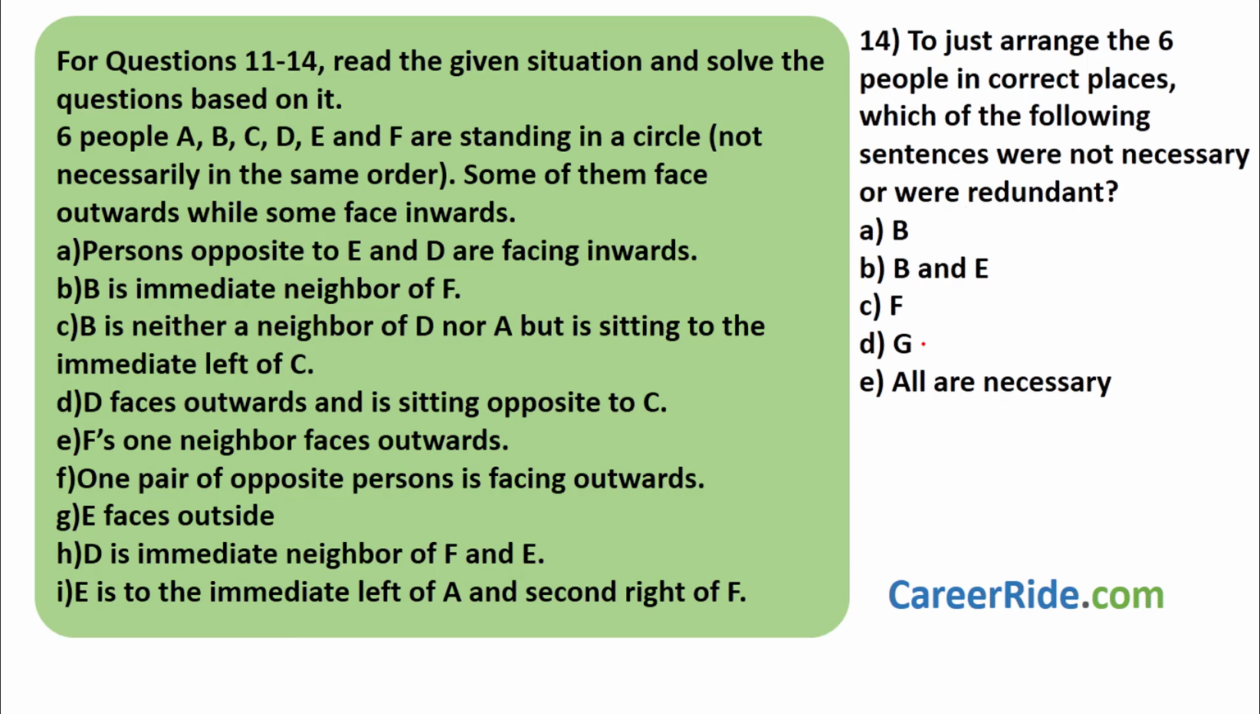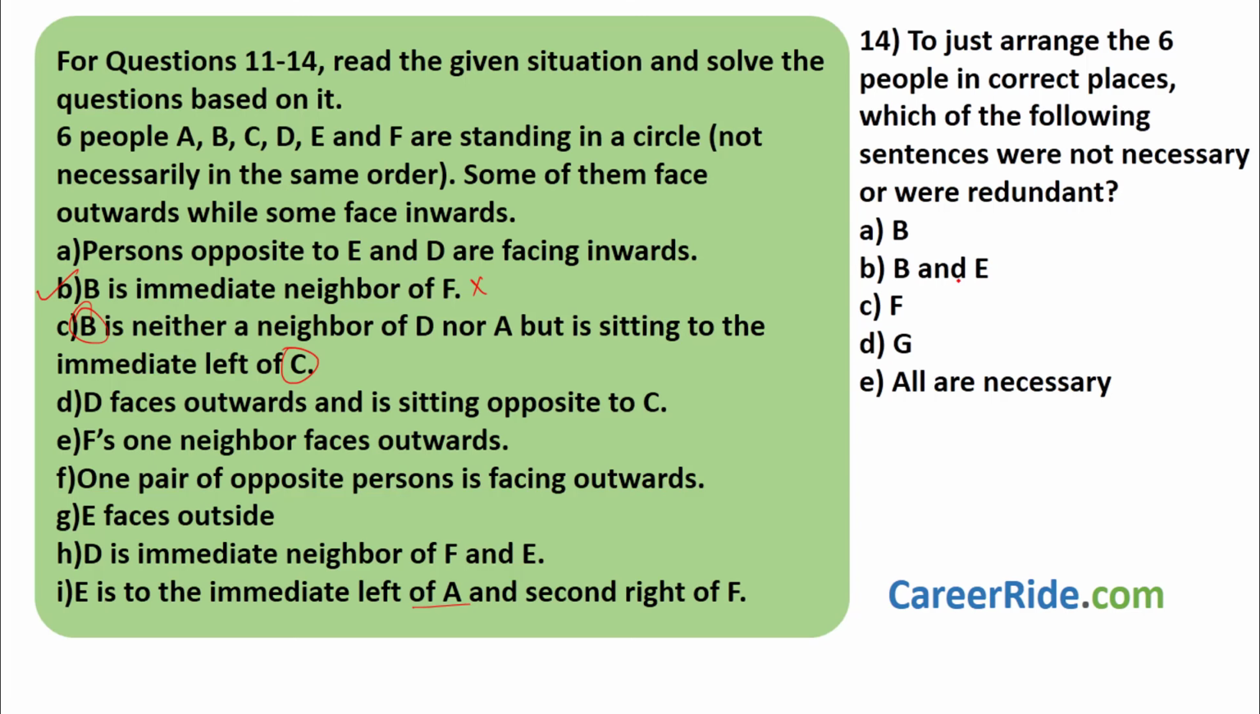B, B and E, F, G, all are necessary. So let's see the option. B. What is B? B is immediate neighbor of F. If we observe carefully while drawing the diagram, we did not pay attention much to this sentence. Even if this was not there, we can pinpoint the position of B from over here, B and C. And deciding between the two diagrams, we did that E is to the immediate left of A based on that, and second right of F. So this sentence was not necessary.